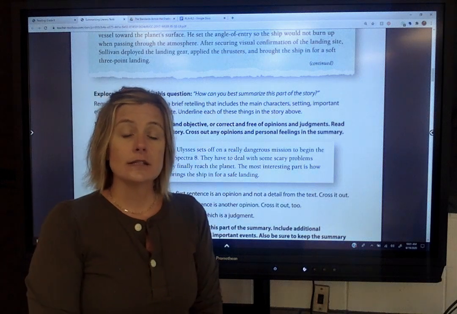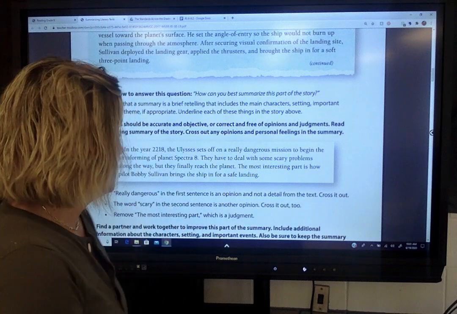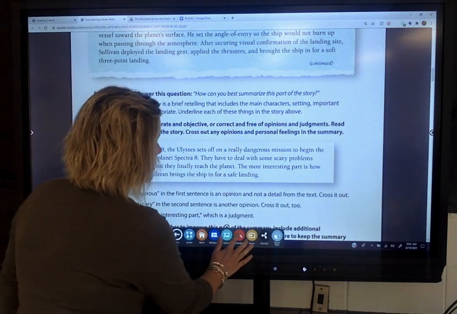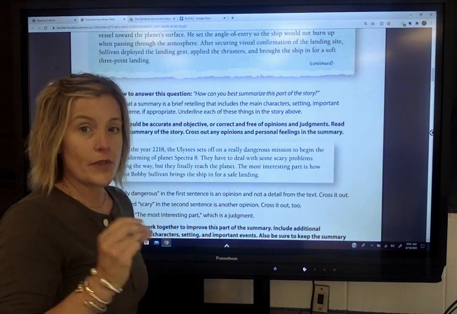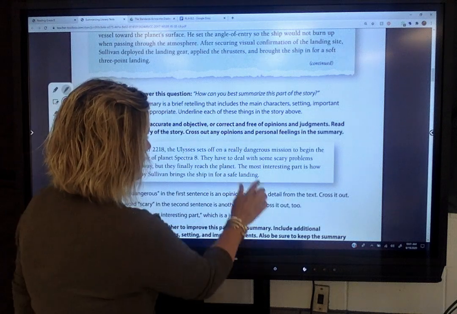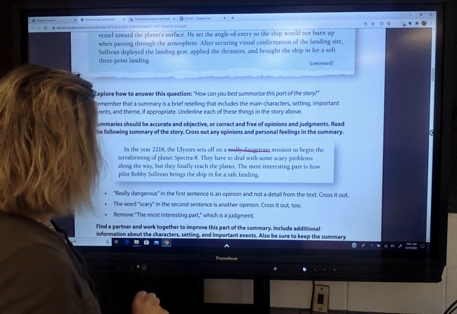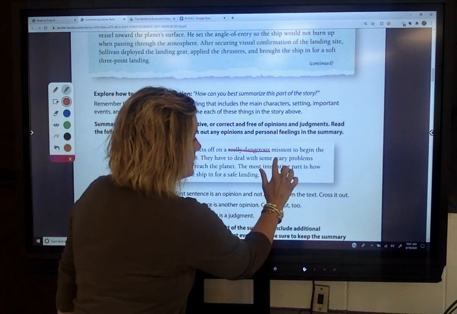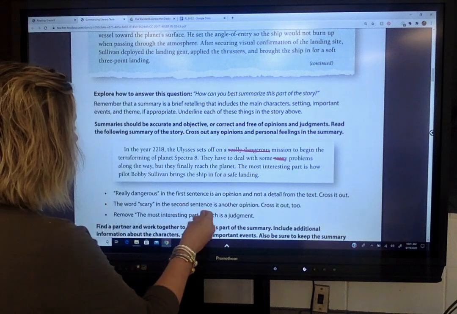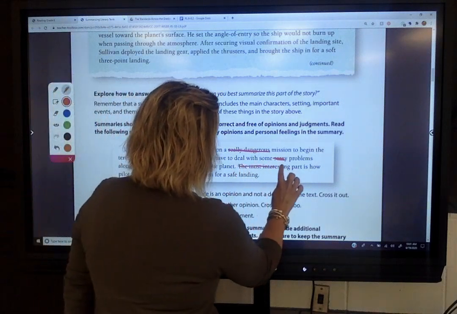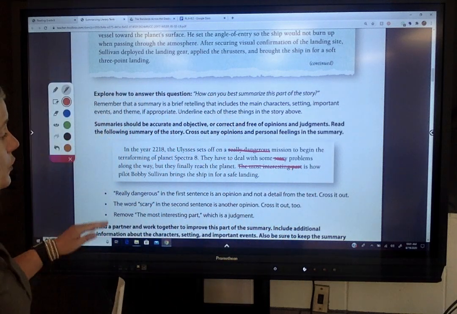Now, in this summary, I see some opinion words, which would make it not objective. So let's go ahead and cross out those opinion words. When you see words like really, you should pick up that that's probably going to be an opinion. Really dangerous. That's the opinion. Scary is an opinion. The most interesting part, that's a judgment. Okay? So those need to be crossed out.